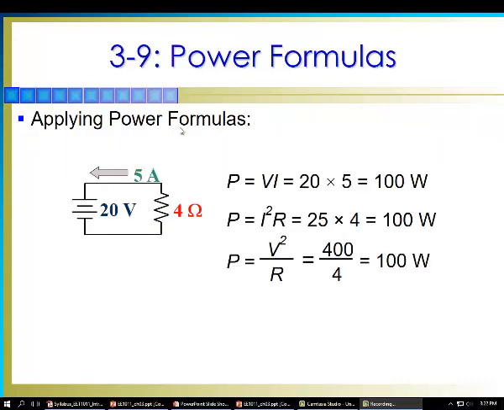Applying the formula, we have all this right here. We already know the voltage, we have the current, and we have the resistance. And we want to know, let's say, the power consumed by this resistor. We can always say V times I, which is 100, or I squared times R, which is 25 times 4, would be 100, or V squared divided by R, that's 400 divided by 4, is still 100. See, it doesn't matter how you use the formula, you should be able to arrive at the same solution.